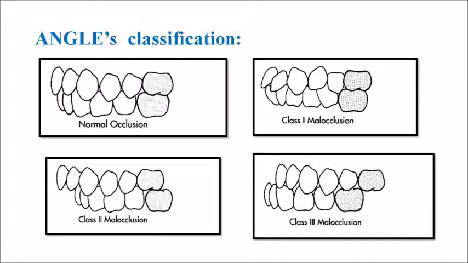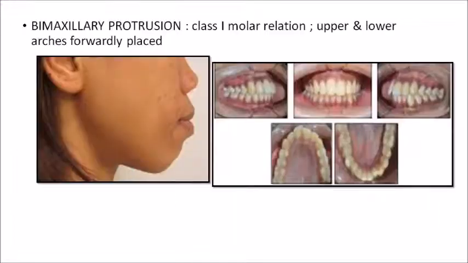Please note that normal occlusion and class 1 malocclusion have the normal relationship of molars. In class 1 malocclusion, only the line of occlusion is incorrect. Whereas in class 2 and class 3, the molar relationship is deviated and there is no specification about the line of occlusion. Now, apart from the common classifications of malocclusions, there should be a special mention of bimaxillary protrusion. Actually, this is a class 1 malocclusion because the molar relationship will be class 1 and the problem is with the malalignment in the line of occlusion.